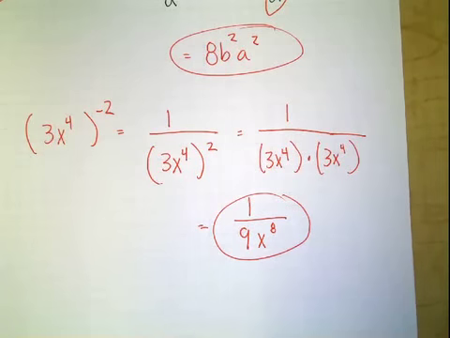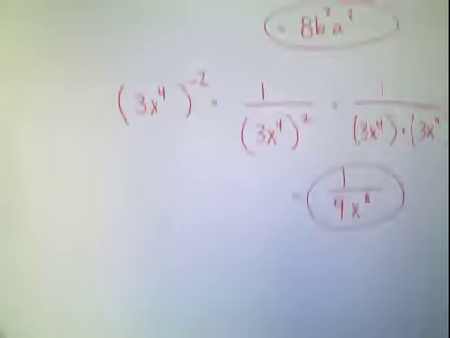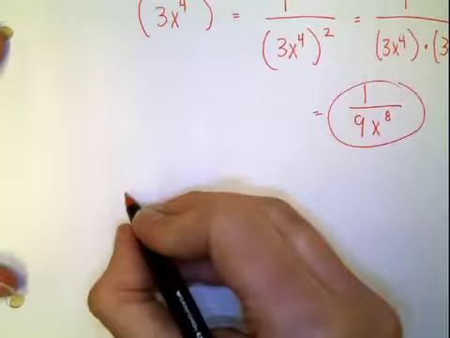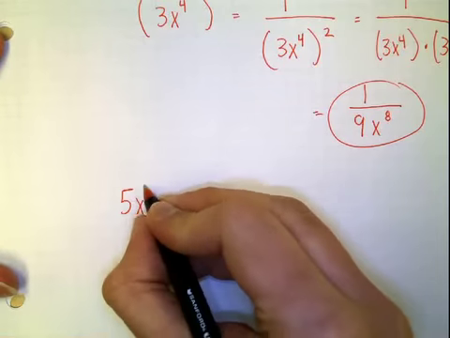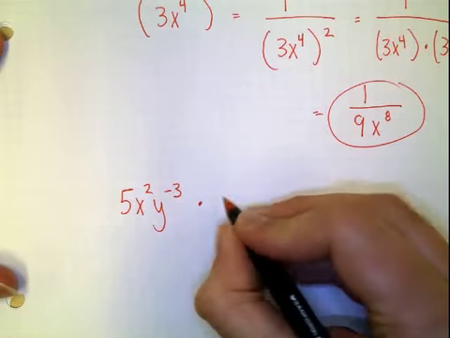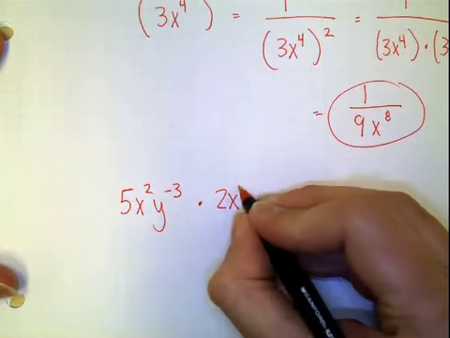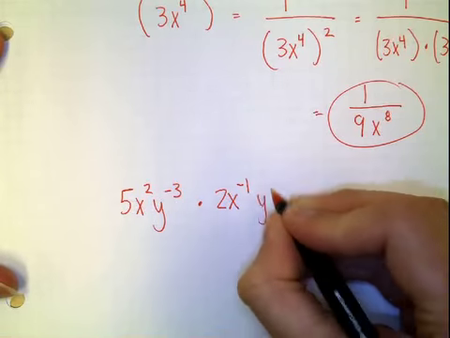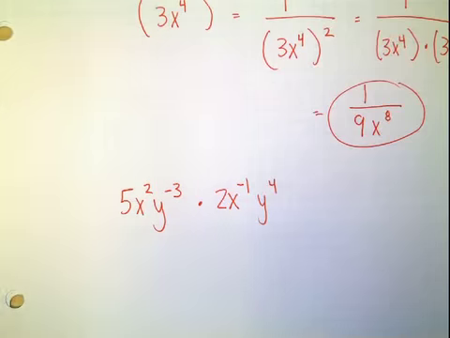So negative exponents are really a good thing to review. Try one. Pause the video and give this thing a try and kind of practice. What would 5x squared y to the negative 3 times 2x to the negative 1 y to the 4th be? Really try pausing the video and do this problem and see if you can get the right answer.